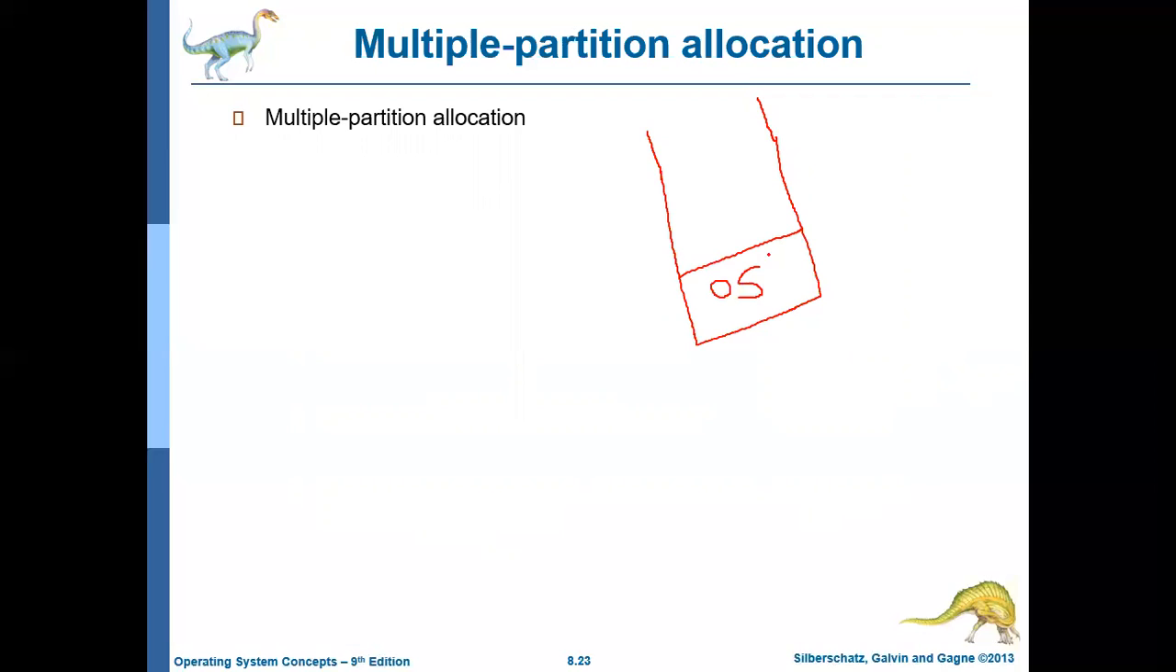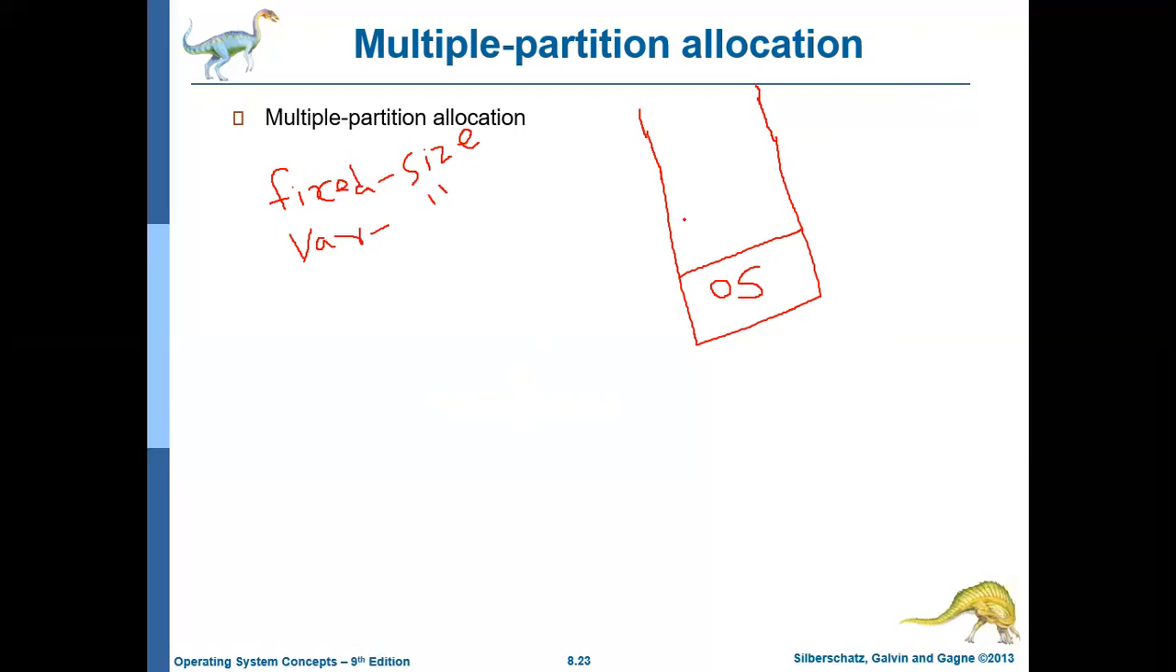Now, when processes come, how will they be allocated in the memory? We know it will be allocated contiguously, but how? There are two different ways of doing that. One is called fixed size partition, and the other is called variable sized partition. These are the two methods in which processes will be allocated to the memory in a contiguous fashion. First, let us see what is fixed size partition.